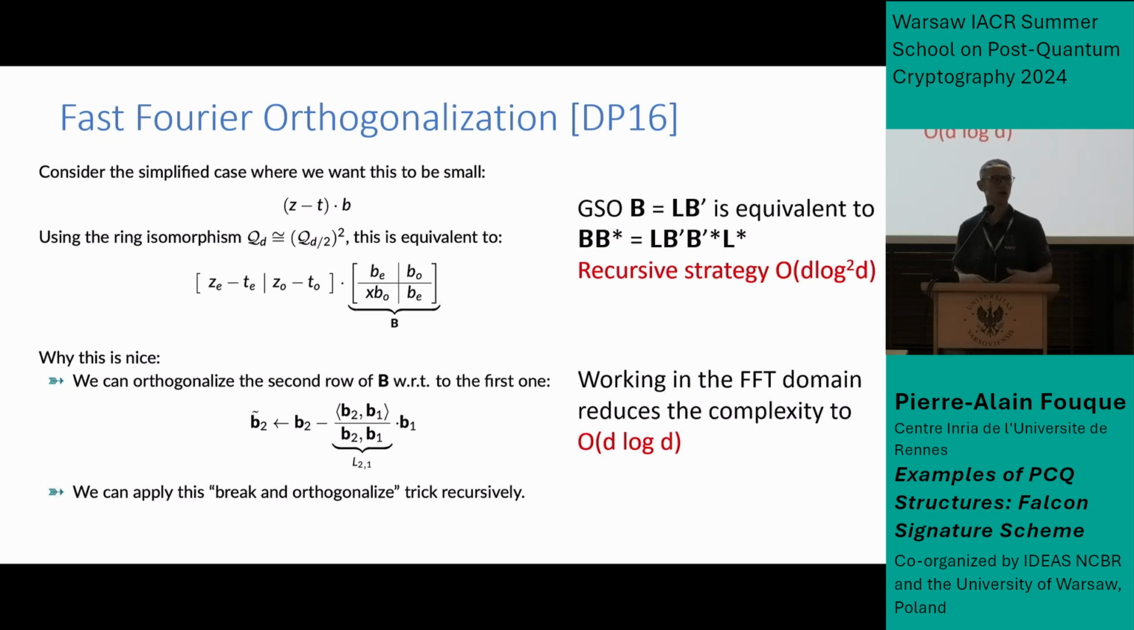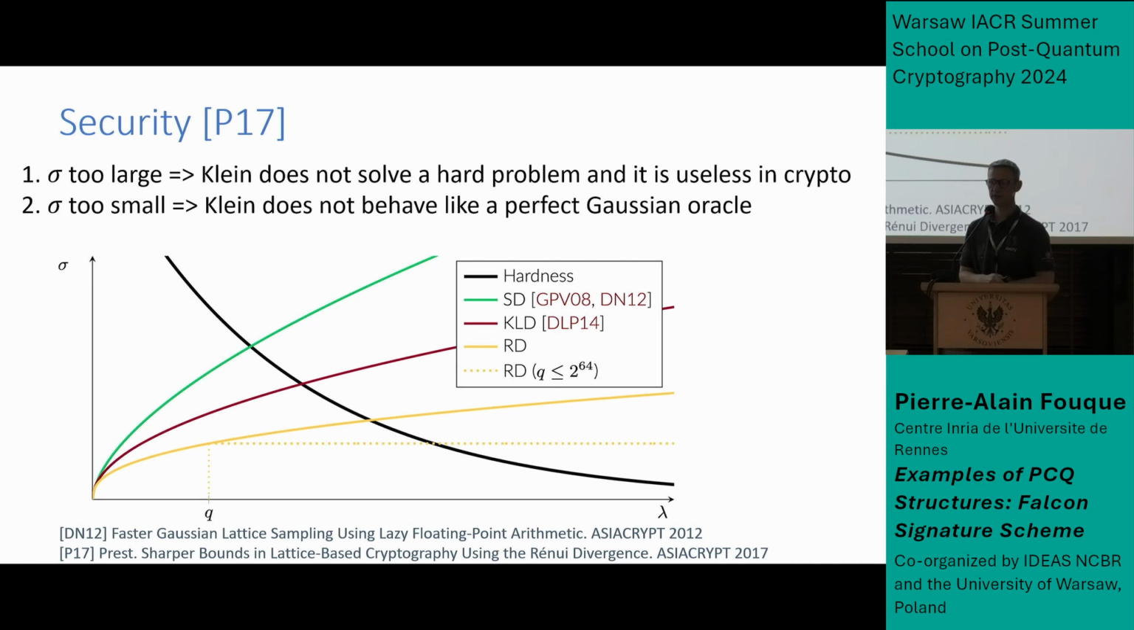Okay, so this is mainly the reason why we have to work with floating point algorithms. However, floating point algorithms give us some challenges to solve, because floating points are not ideal or real. This will give us some discrepancy between the ideal Gaussian distribution and the distribution that we generate later. And that's the reason why we have to look at the security of the scheme.